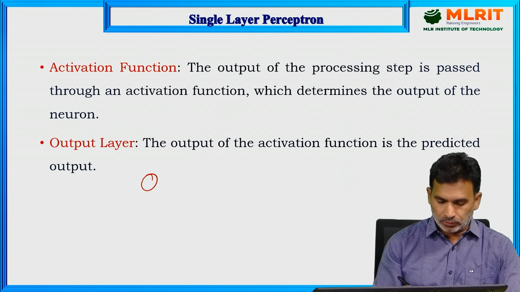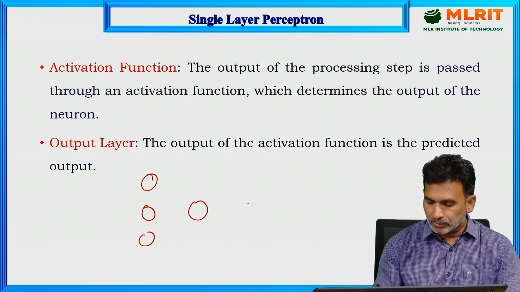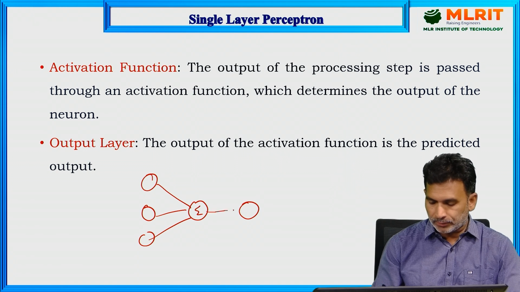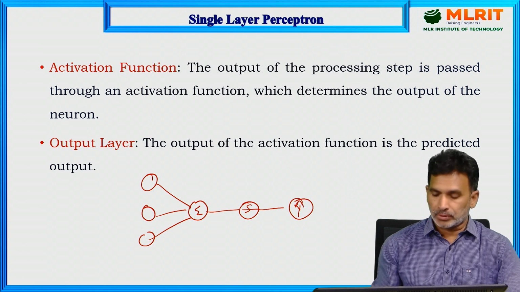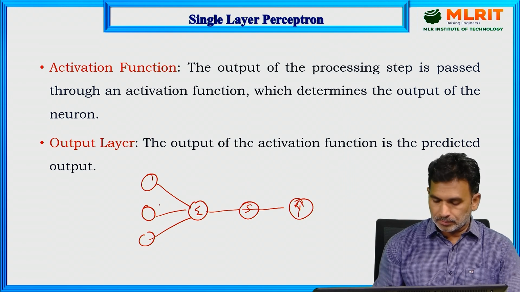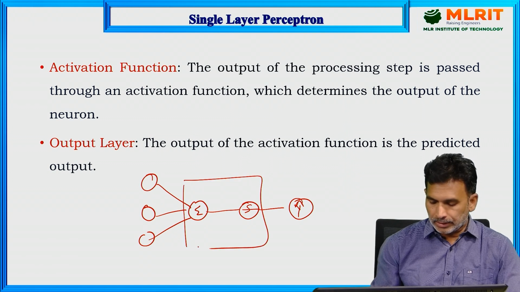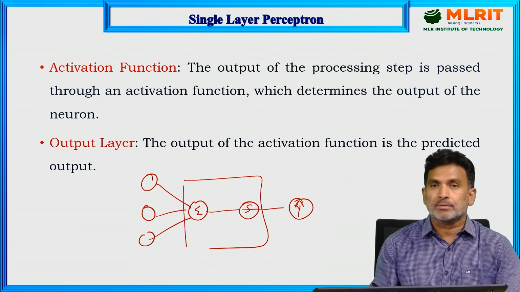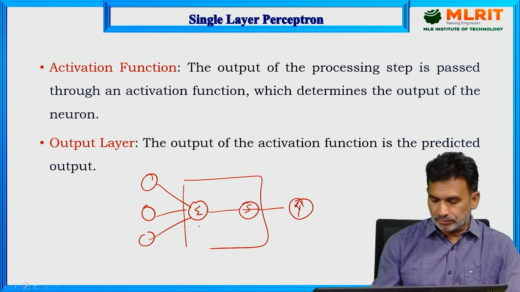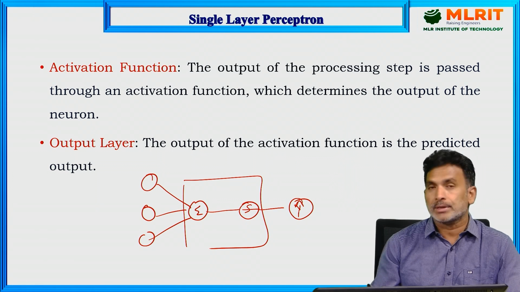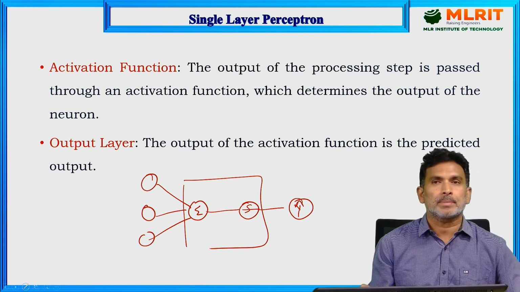Like, suppose, if you look at a quick recap of this basic building block of an artificial neural network, this is the sigmoid activation function, and this is y hat, the output. In this part, the aggregation, that is the weighted sum, is passed to the activation function, and that produces the output, y hat. That is called the predicted output.